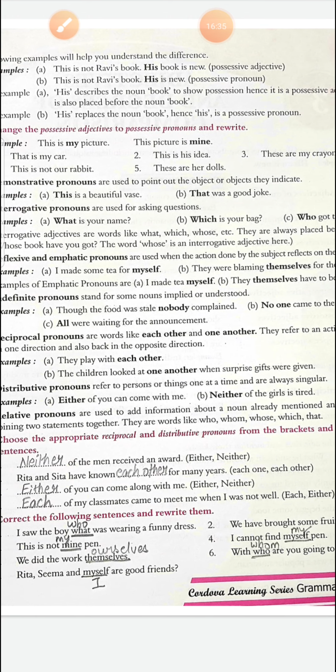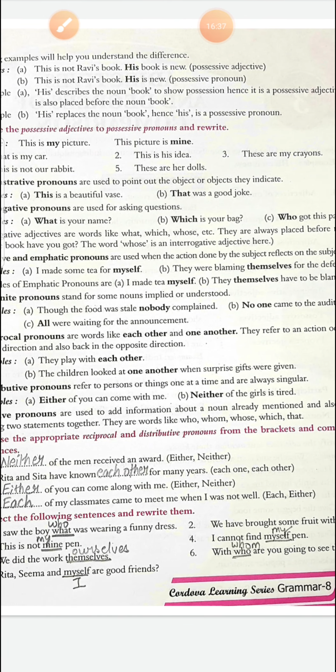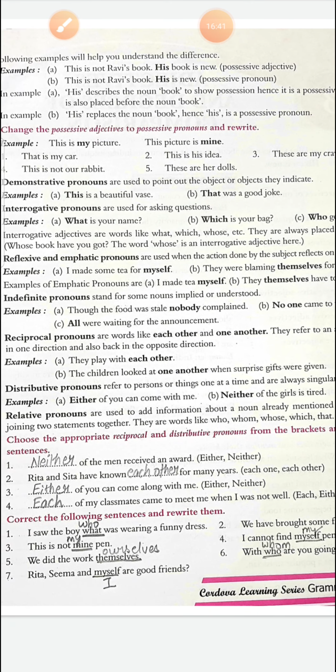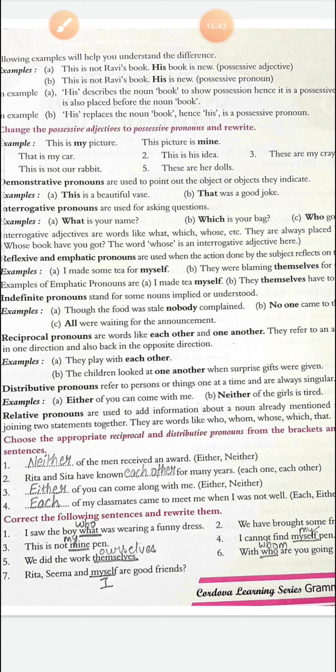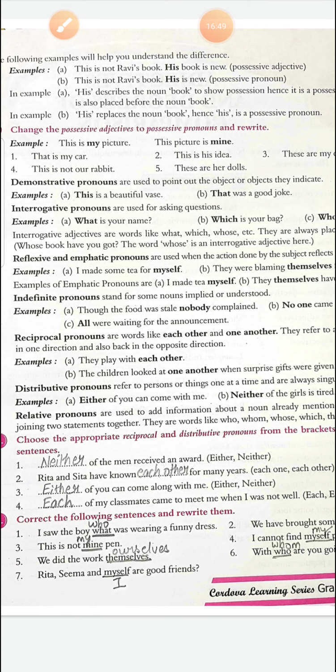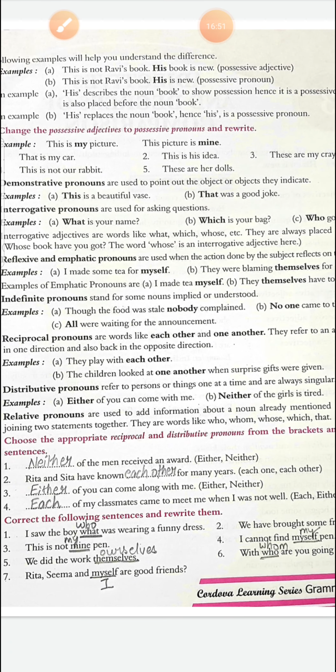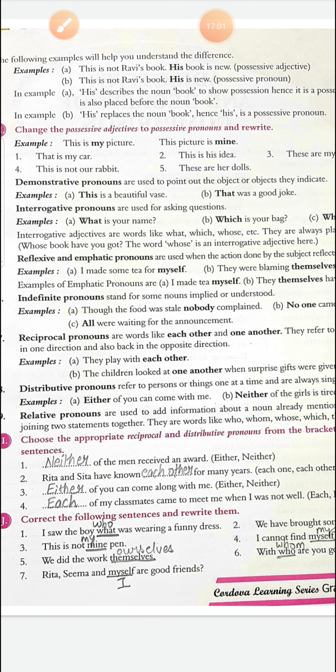Then Rita and Sita have known each other. Not each one. Each other. You have seen the example of reciprocal pronoun. There are only two. Each other and one another. So Rita and Sita have known each other for many years. Then either of you can come along with me. I'm saying that one of you can come with me.